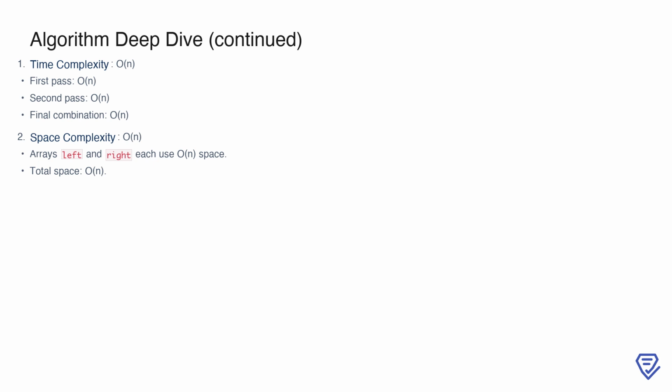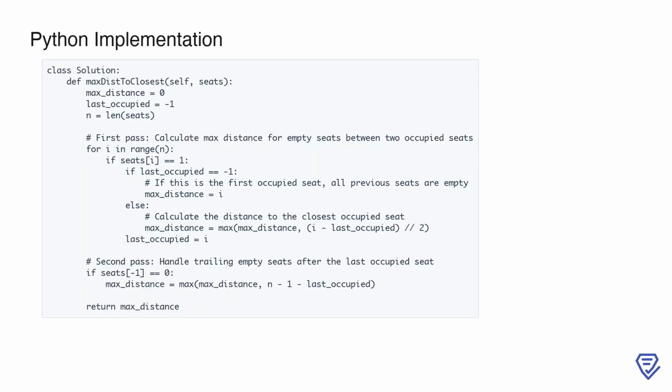The space complexity is O(n), due to the left and right arrays, which store intermediate results for each seat. Overall, this method strikes a balance between simplicity and efficiency, making it well suited for the problem constraints and ensuring optimal performance. This Python implementation solves the problem of finding the maximum distance to the closest occupied seat in a row of seats. The method max_dist is defined inside the Solution class.